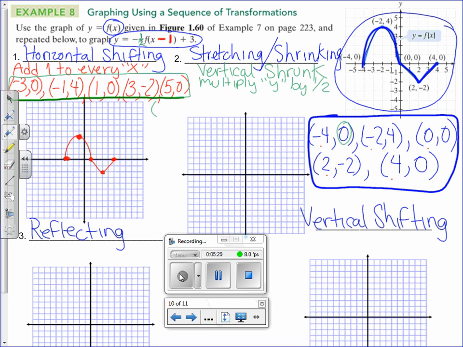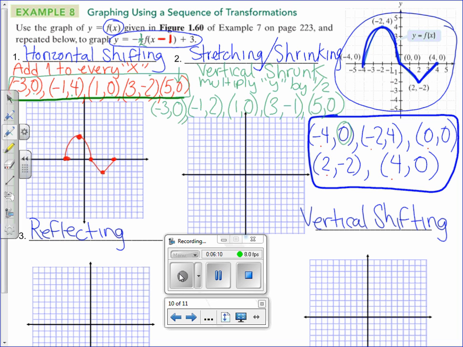So the first reference point will be (-3, 0), because 0 times 1/2 is 0. Next point will be (-1, 4 times 1/2), which is (-1, 2). Next point will be (1, 0). 0 times 1/2 is still 0. Next we will have (3, -2 times 1/2), that will be (3, -1). And the last one, we multiply 0 by 1/2, and that is still 0. So if you notice, the x-coordinates of the points did not change.